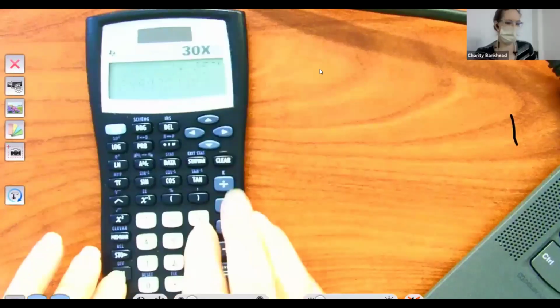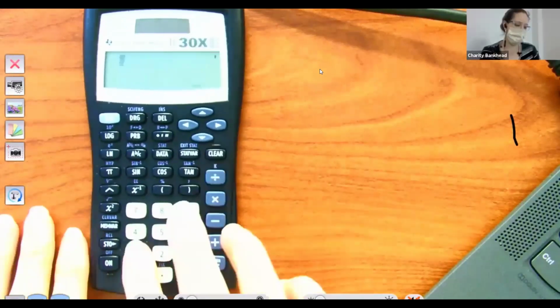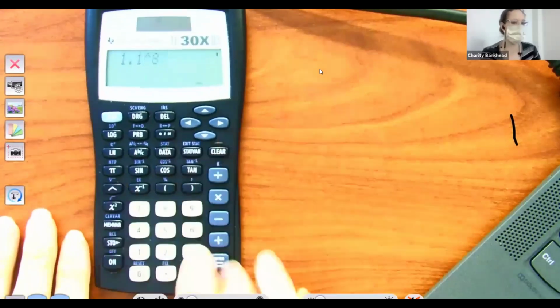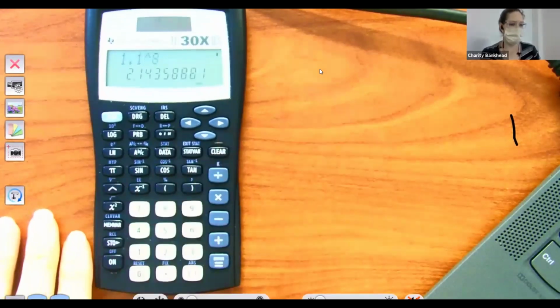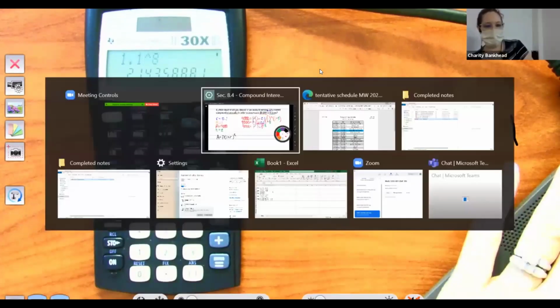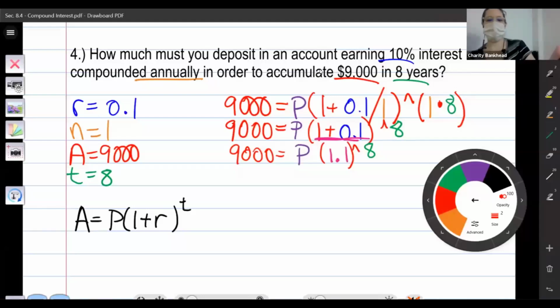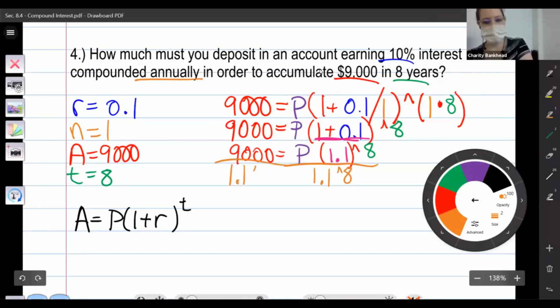So if we were to put 1.1 to the power of 8 into the calculator, we get a number with a whole bunch of digits after the decimal point, and we don't really want to round it off because that can throw off our answer a little bit. So instead, we're just going to divide both sides of the equation by 1.1 to the power of 8.